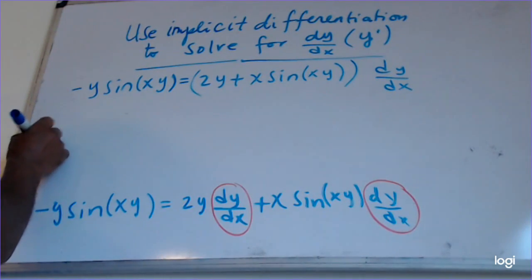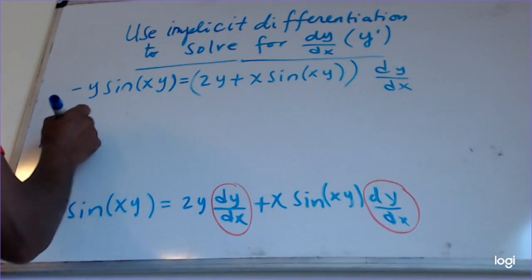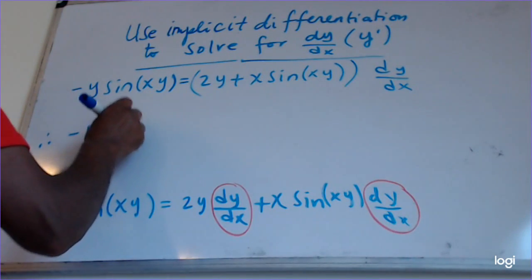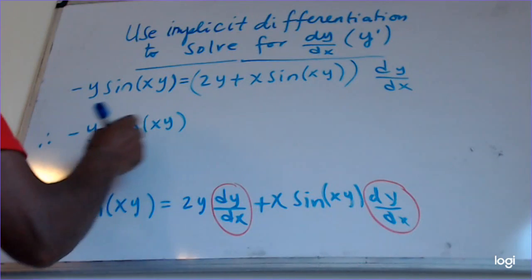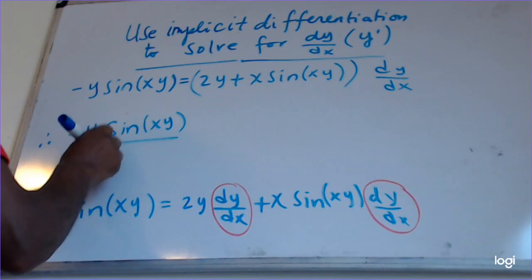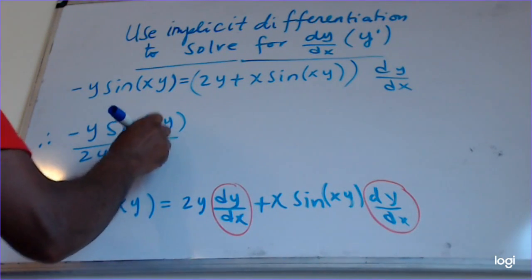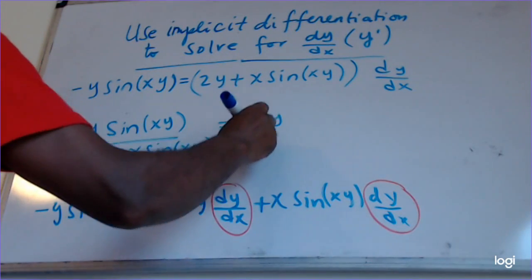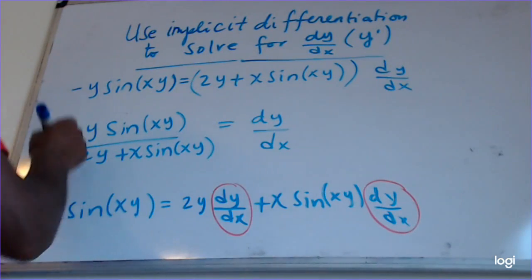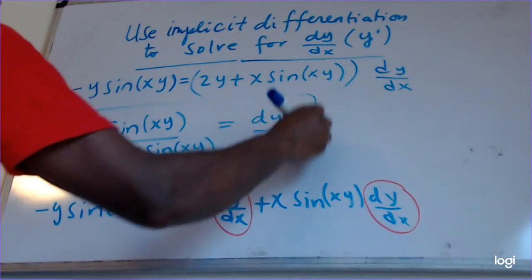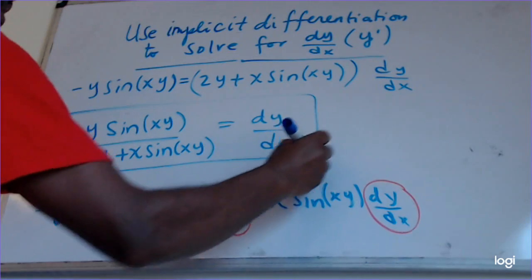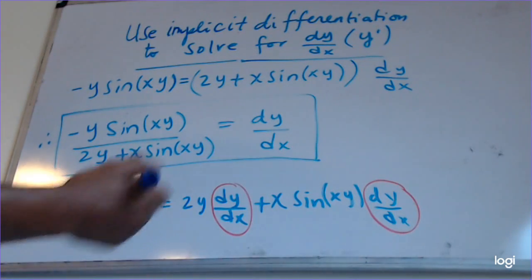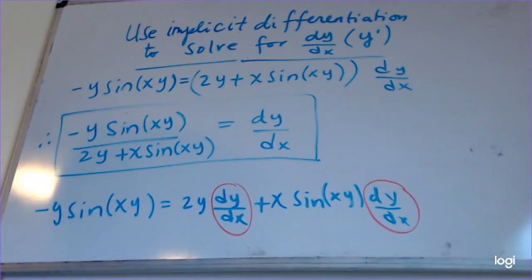So therefore, I can solve for dy/dx: negative y sine of xy divided by 2y plus x times sine of xy equals dy/dx. Pretty much we're done. If you want to put the dy/dx on the left side, you can do that. It's a reflexive property. It doesn't really make any difference if you put it on the right side or on the left side. All right?